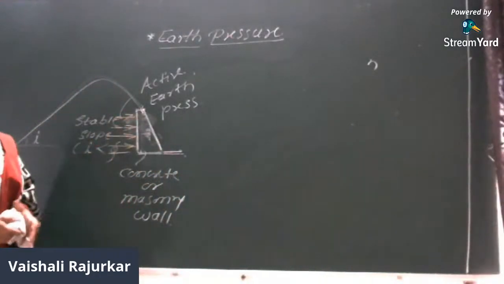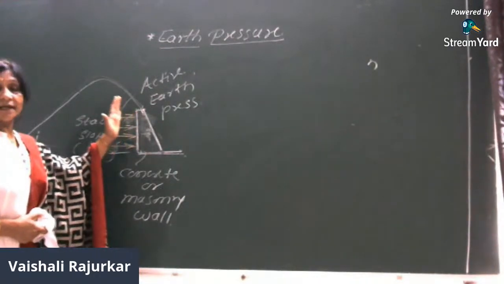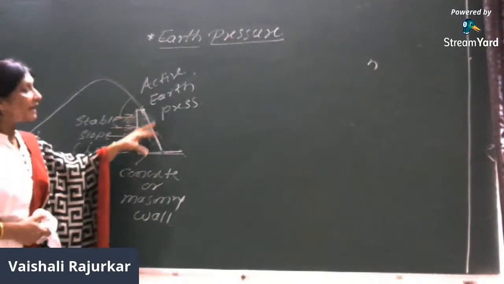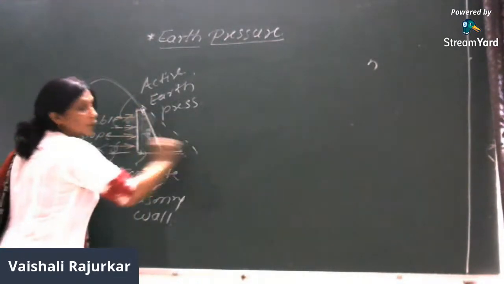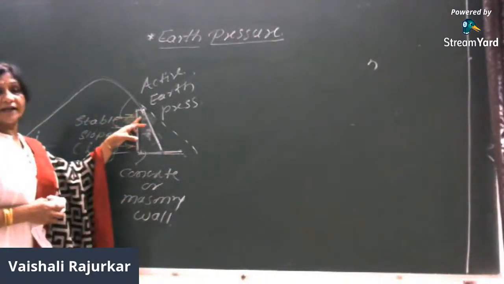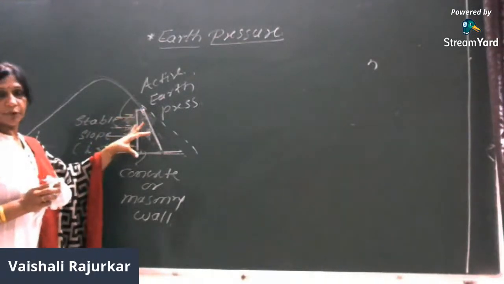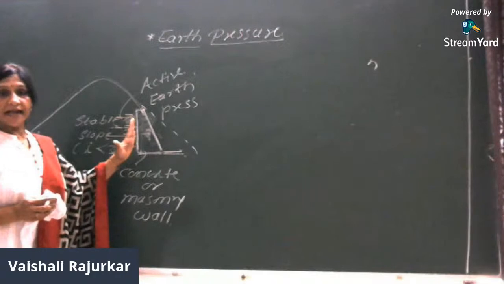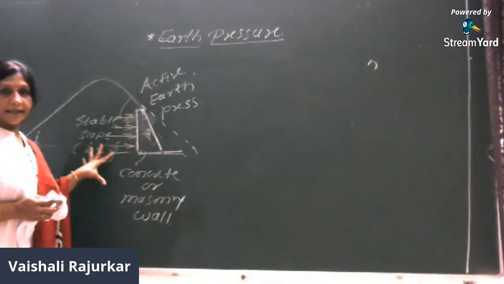So this is basically the retaining wall. Where is it constructed? It is constructed over the unstable soil mass where it is not possible to extend the stable slope, or where i is less than phi. In that case, we provide this artificially constructed support just to resist the lateral earth pressure of the soil.